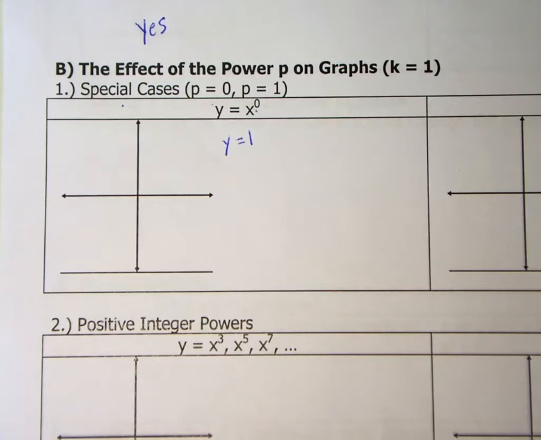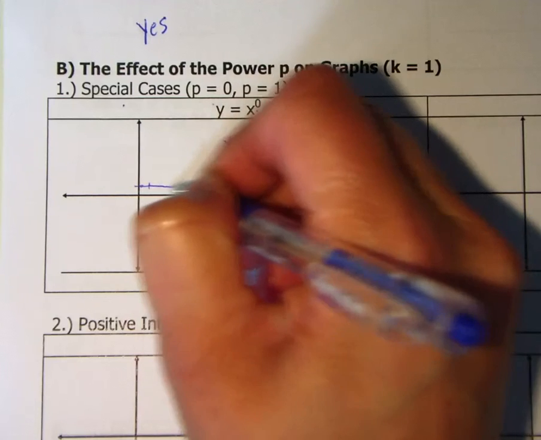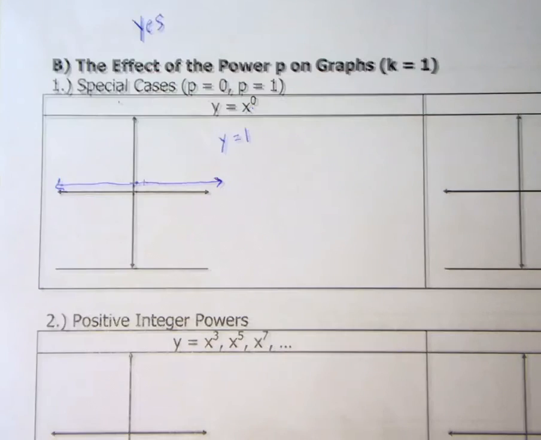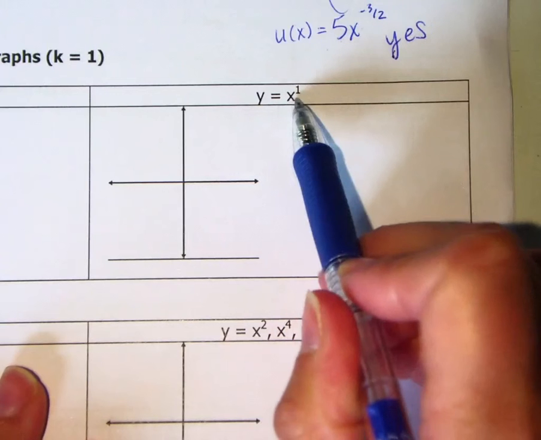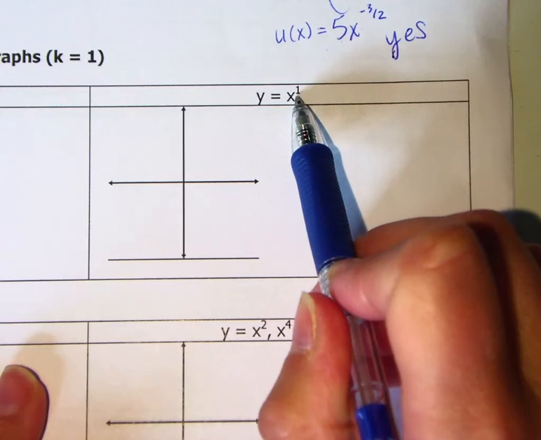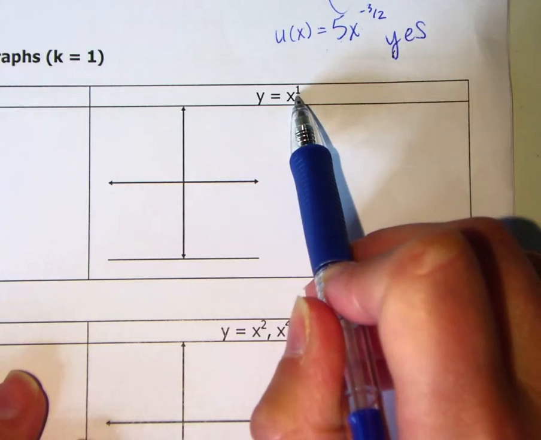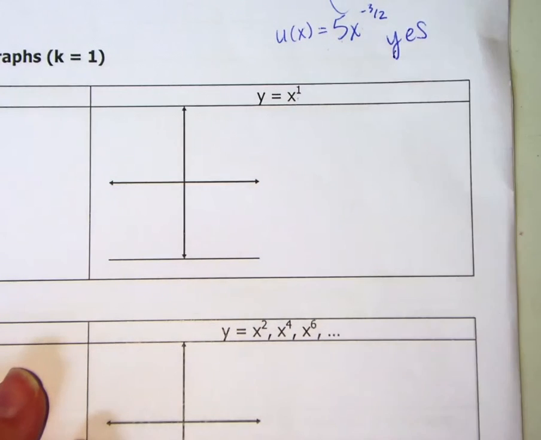What does that graph look like? What kind of line? A horizontal line, exactly. If we have our value of p equaling 1, meaning that your exponent or your power is 1, what does this graph look like?